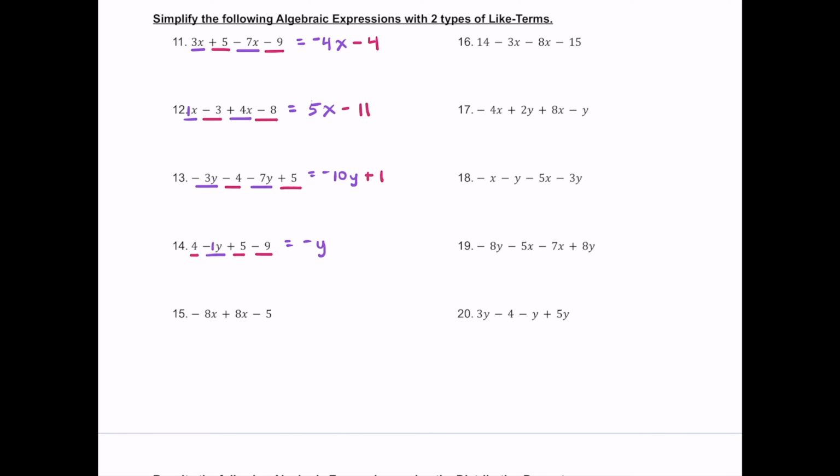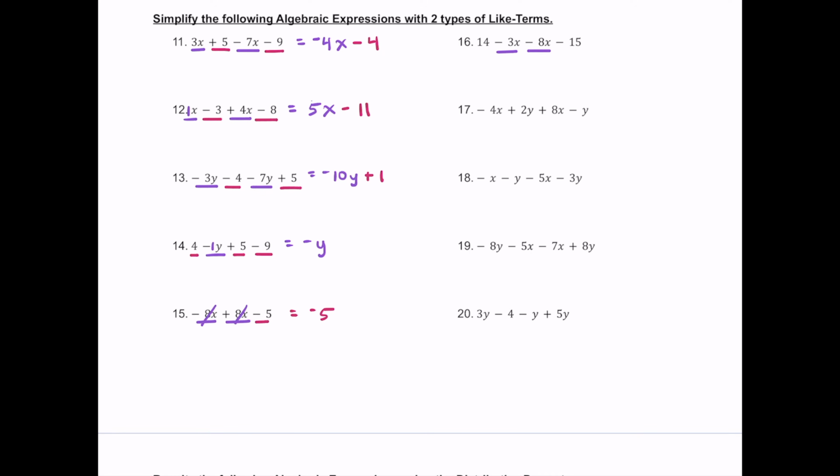But for number 15 here, we have negative 8x plus 8x, so those are opposites. Those combine to make 0, so those add up to make nothing. And I think we're just left with negative 5 then, right? So just going to be left with a constant. There's no variable terms.